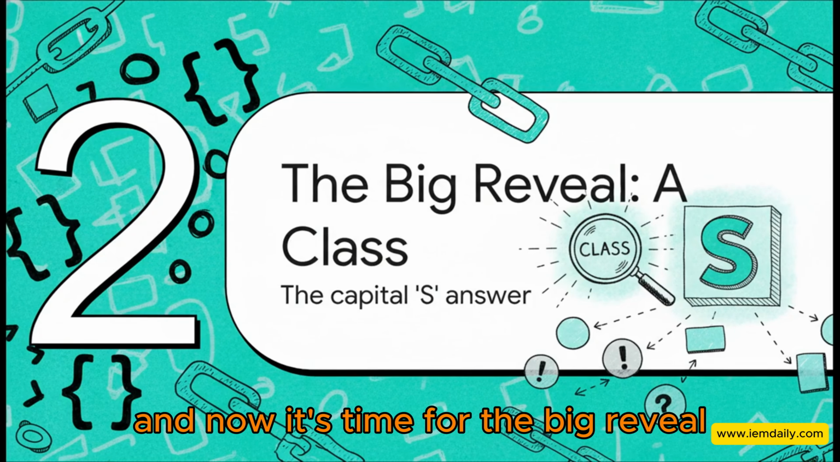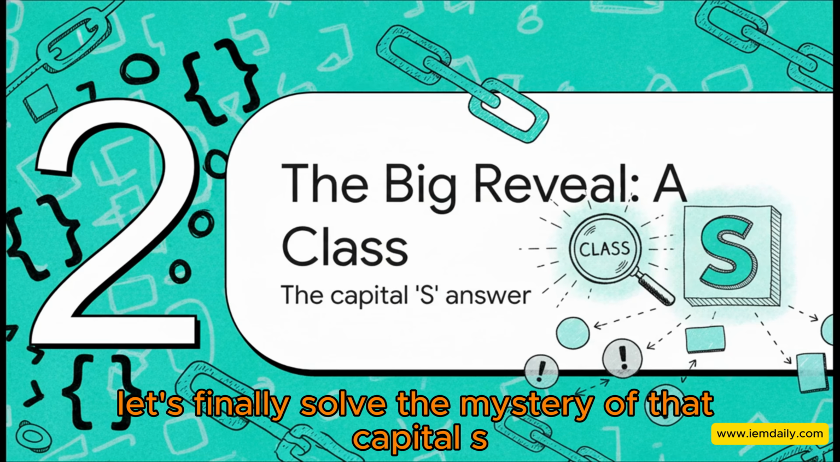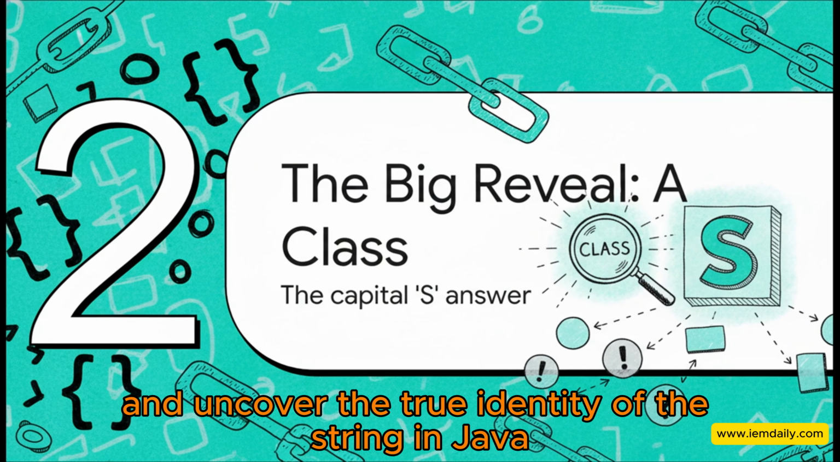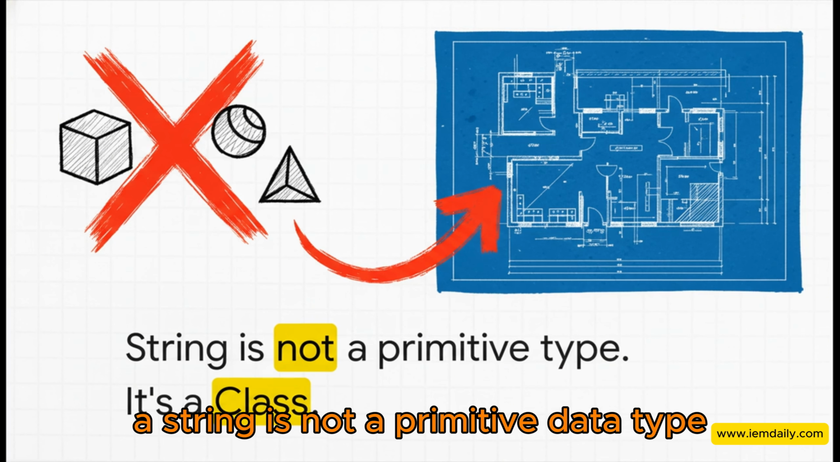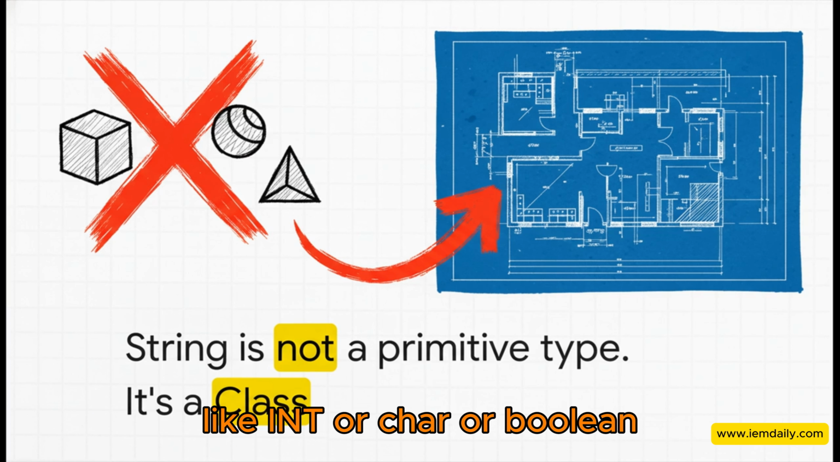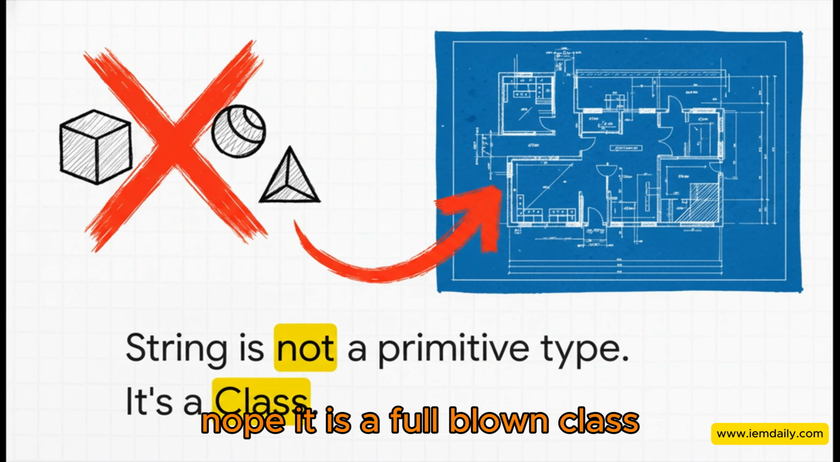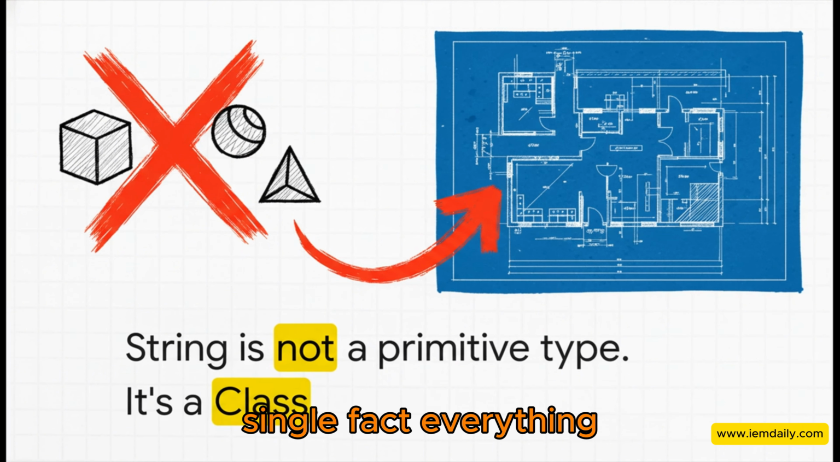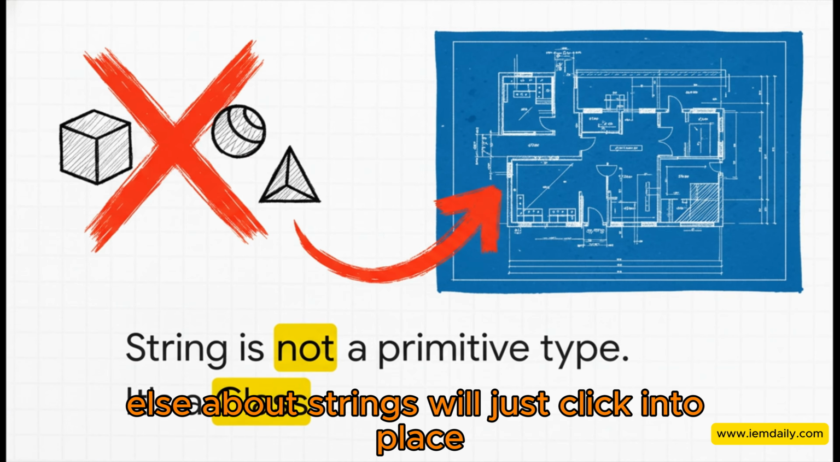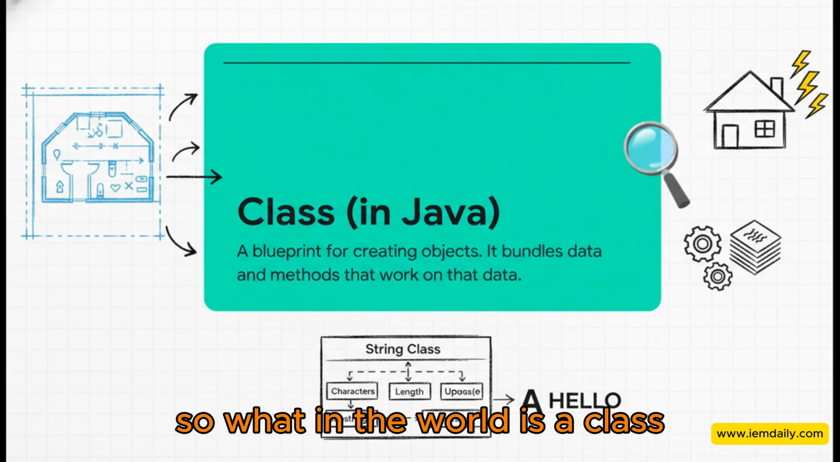And now it's time for the big reveal. Let's finally solve the mystery of that capital S and uncover the true identity of the string in Java. Here it is. This is the whole key. A string is not a primitive data type, like int or char or boolean. Nope, it is a full-blown class. And if you can get your head around this one single fact, everything else about strings will just click into place.